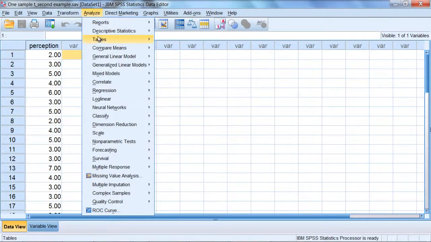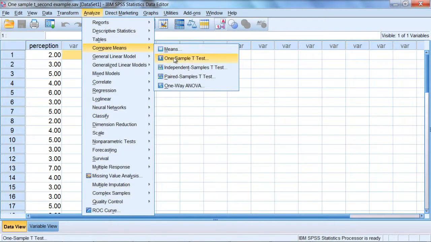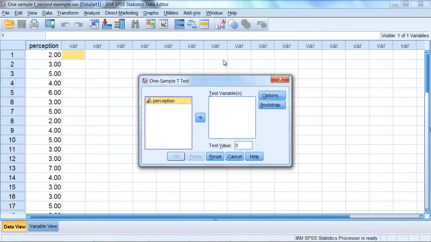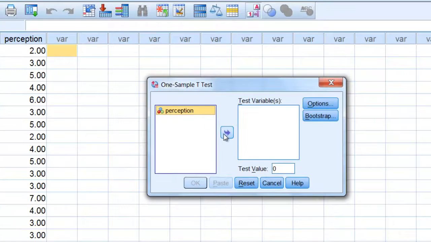Here we'll go to Analyze, Compare Means, and One-Sample T-Test. Then we move our variable perception over to the test variables box. And then remember, in this test value box, we need to put in whatever our population mean is. In this example, it's a 4, which indicates neither favorable nor unfavorable, so a neutral response.